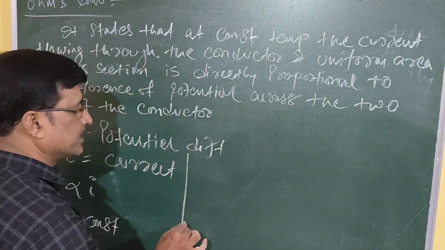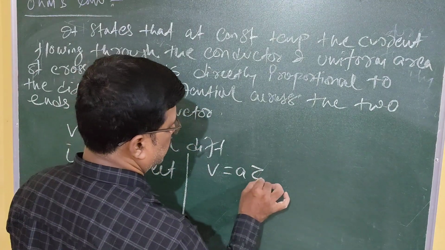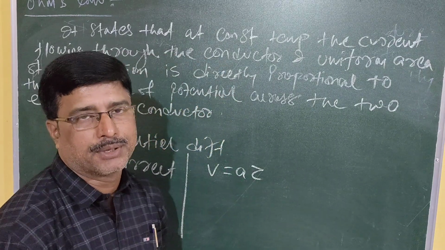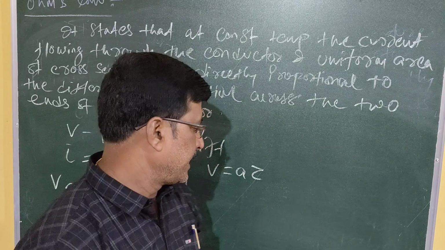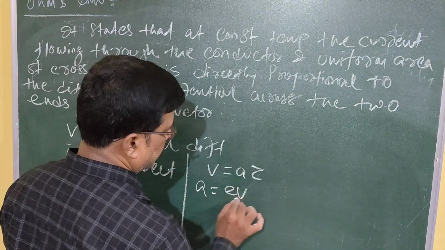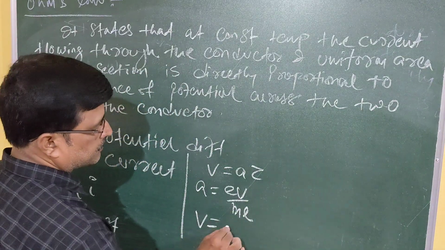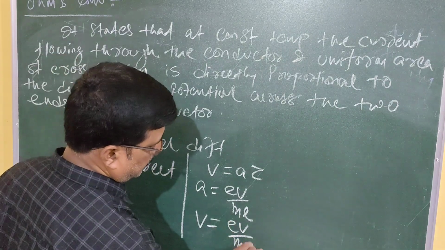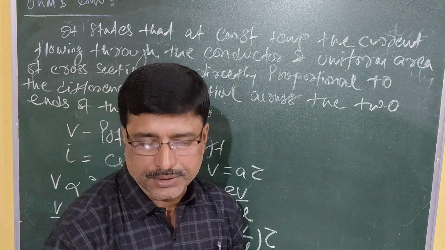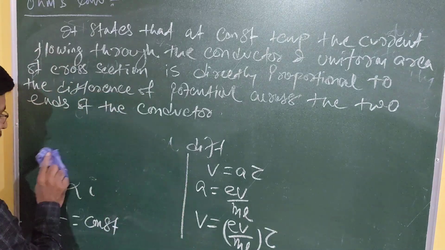But from the drift velocity equation, we know that v is equal to a tau, where tau is the relaxation time, or the time interval between two collisions, and a is the acceleration, which is given by eV by ml. If we put this value here, then it becomes eV by ml into tau. This is the drift velocity we have found from the drift velocity equation.